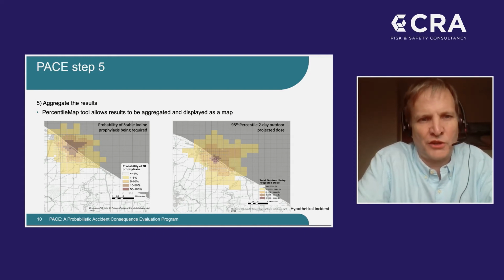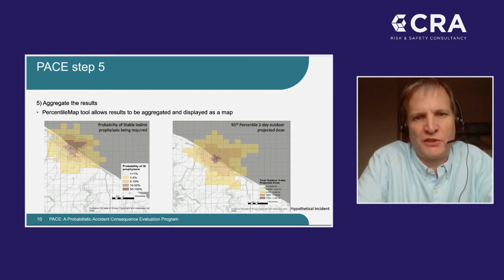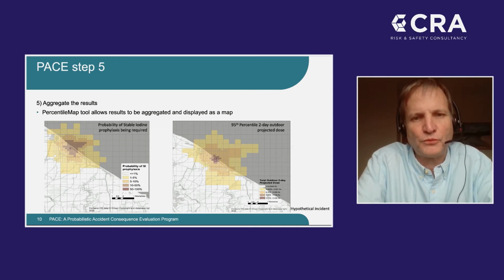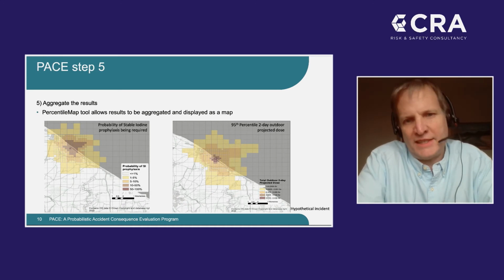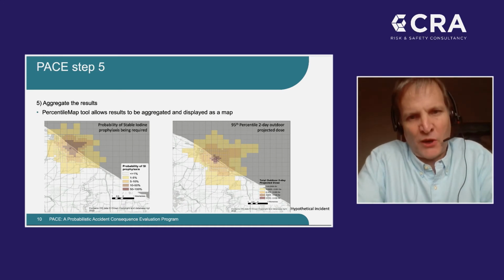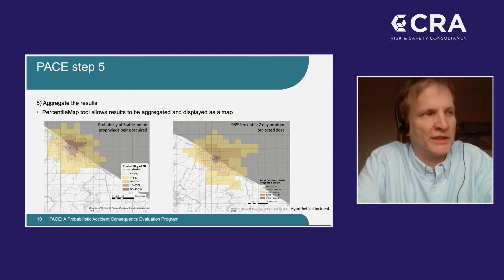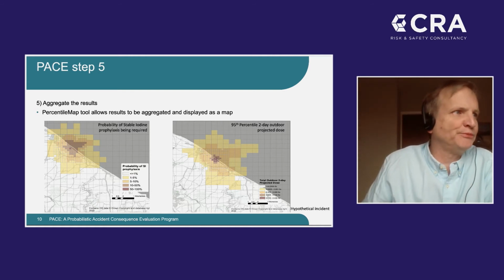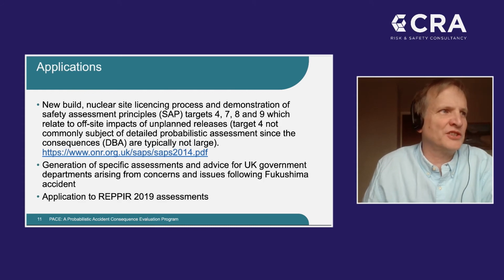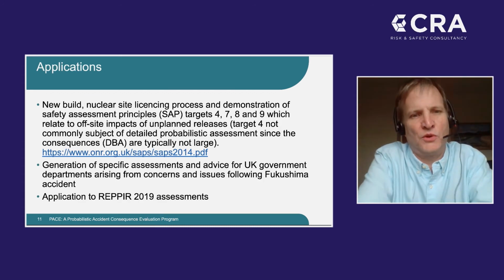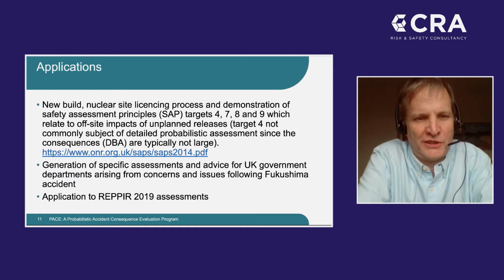On the right is the kind of the inverse of that, the 95th percentile dose, 2-day dose for someone outdoors. So that's showing you the dose that is only exceeded at those locations in 5% of the MET sequences, and on all the other MET sequences we were predicting something less. So that is really a whiz through what PACE does, and I hope you appreciate this.